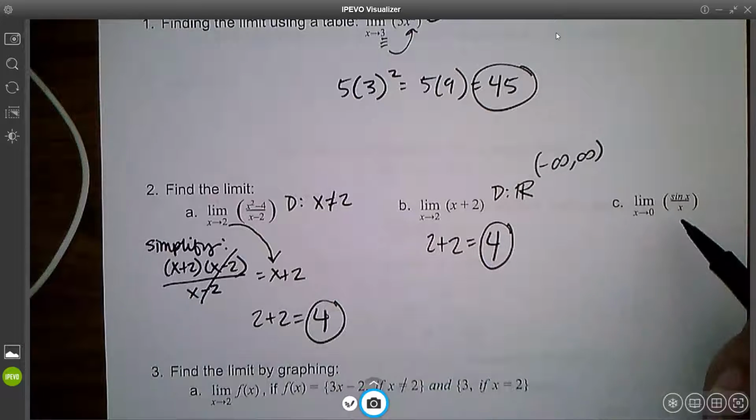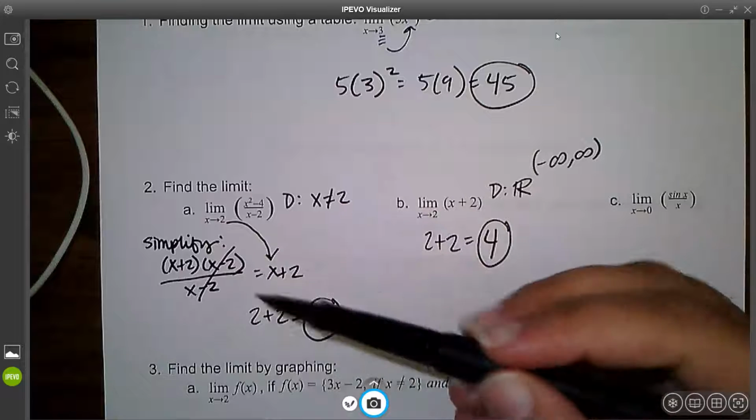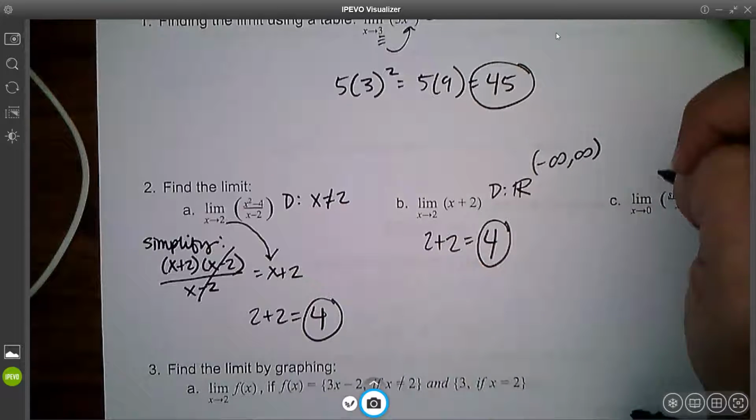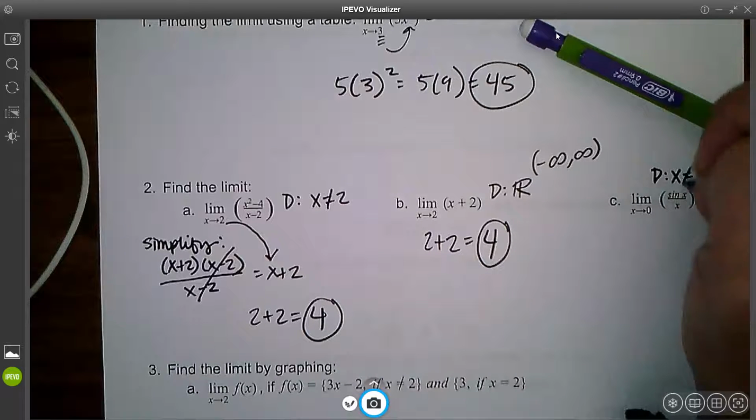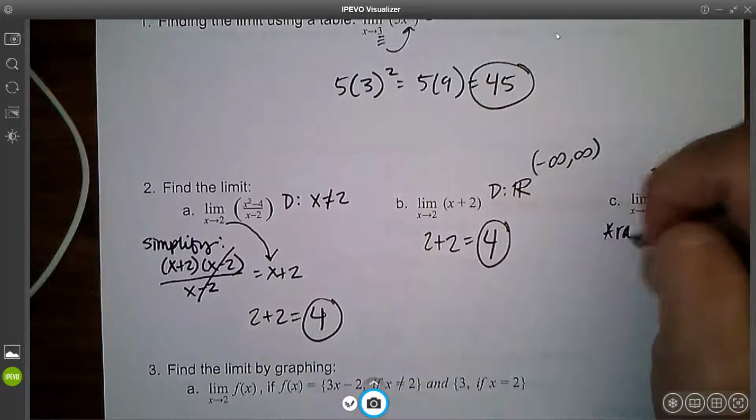All right, this one's a little different. The sine of x over x. You can't simplify this one like we did A. You can't plug in that 0 because you get 0 in your denominator. So this one has a domain where x cannot equal 0. So we are going to use a table. Because we have sine, we have to be in radians mode.